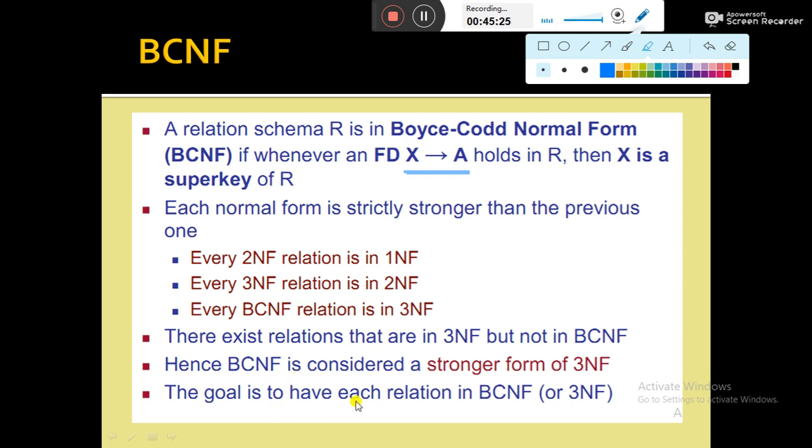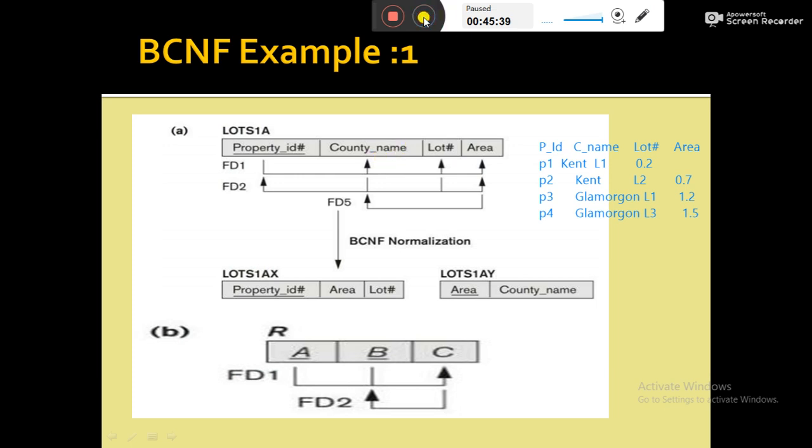Our goal is to try to convert a 3NF relation into BCNF if possible. It is not always possible, but if possible, then we have to convert every 3NF relation into a BCNF relation. So this is the relation LOTS 1A. We have seen in the previous slide that LOTS 1 is already in 3NF. Now we have to check whether LOTS 1 is in BCNF or not. Already we are familiar with these attributes and the functional dependencies, FD1 and FD2.